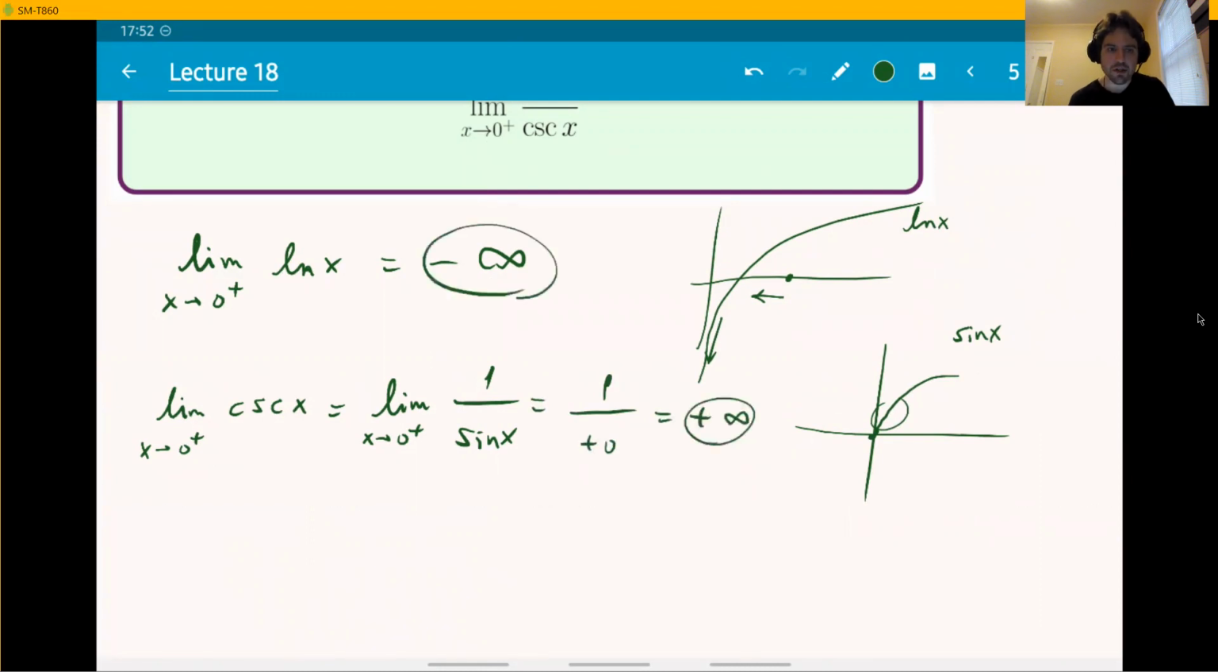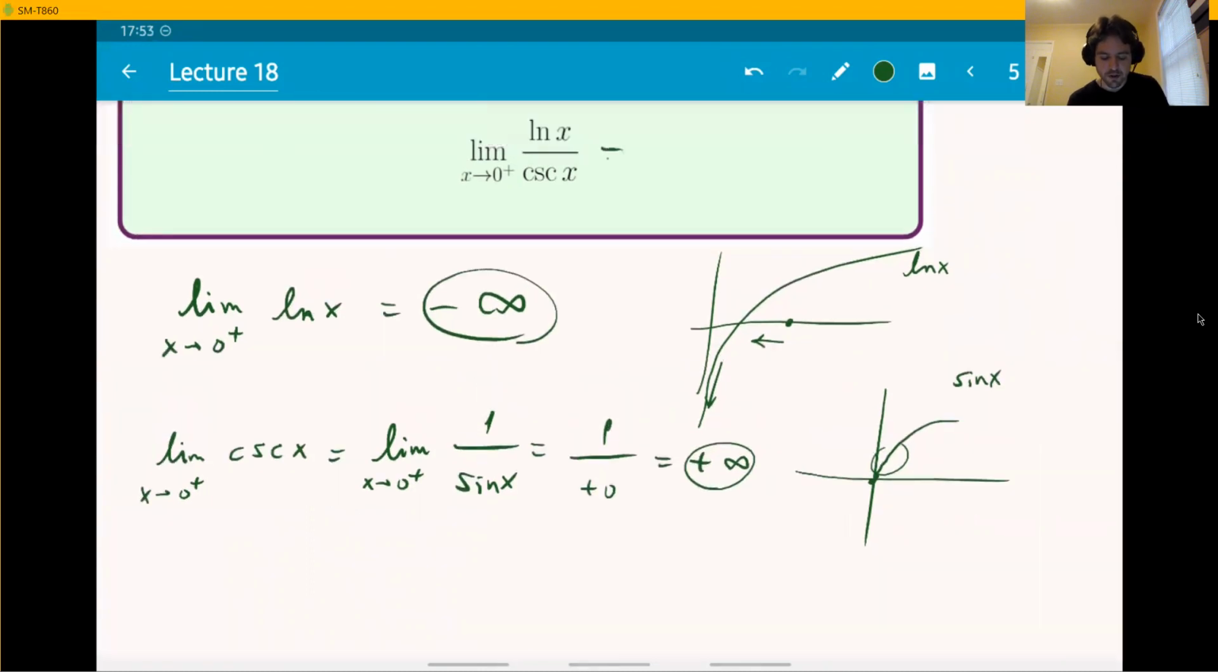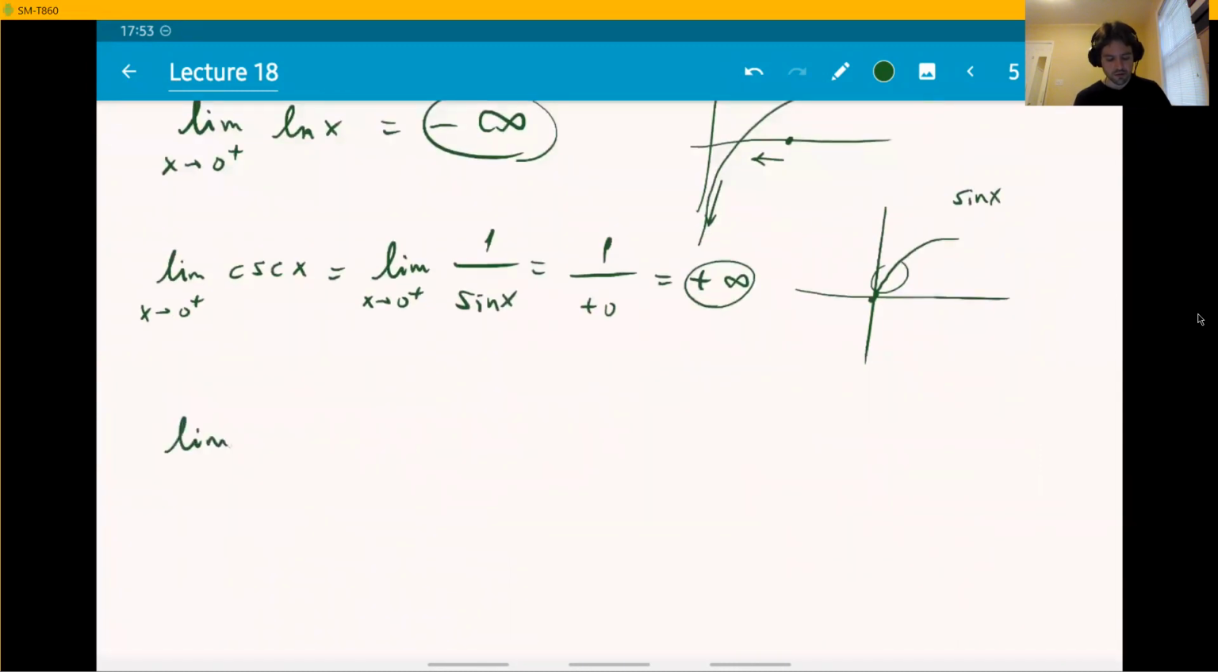So this is just verifying that the limit is of the form infinity over infinity. It is, as I said before, the two infinities have different signs. One is minus, one is plus, but that doesn't matter. If this is still an indeterminate form, L'Hopital can be applied. So the limit is equal to the same limit, x going to 0 plus, but now you have ln prime divided by cosecant prime.